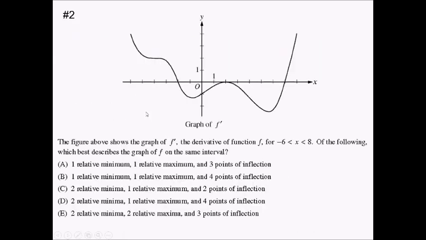On this problem, we're given the graph of f prime, and we want to know what describes the graph of f on this interval. They're just talking about how many relative mins, maxes, and points of inflection we have. So we basically have to go through and find all of those on the graph.